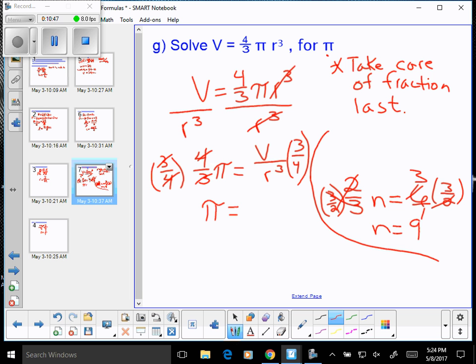Now, this is one of the reasons why I gave you these math minutes all along, because you've had to multiply with fractions practically all year long. To multiply fractions, we take numerator times numerator, 3 times v, over denominator times denominator. And now we have our formula transformed.